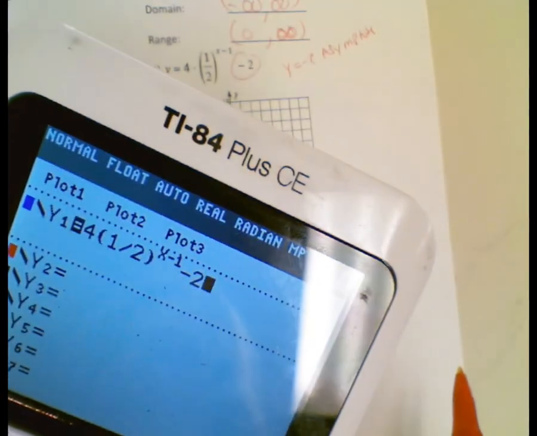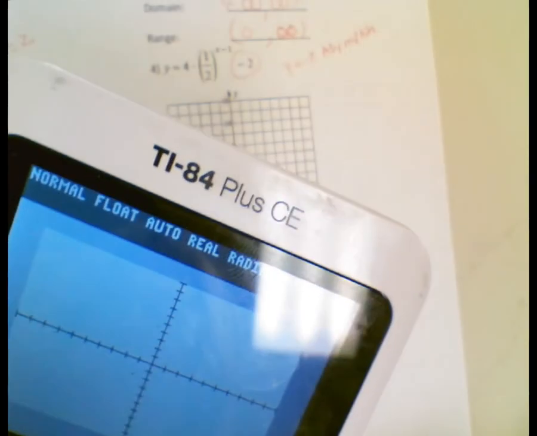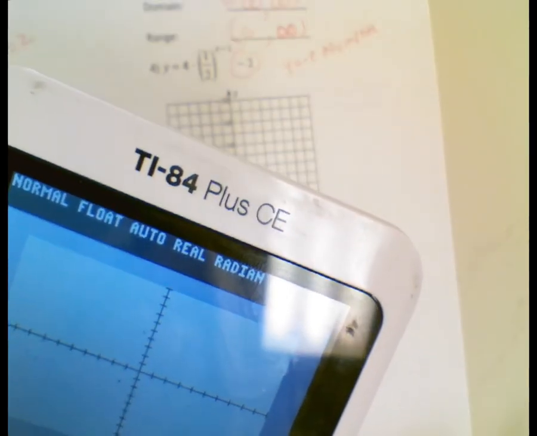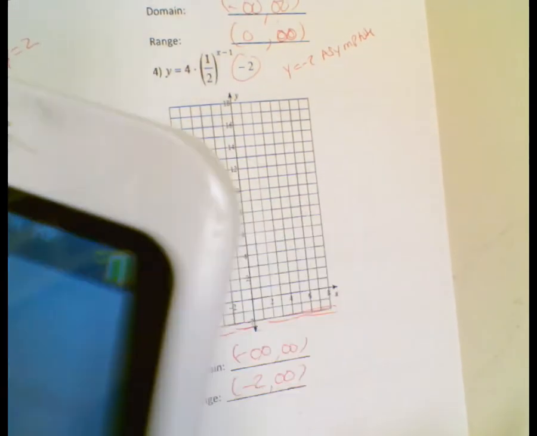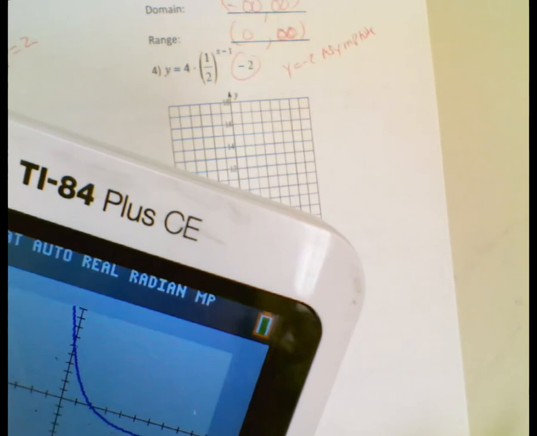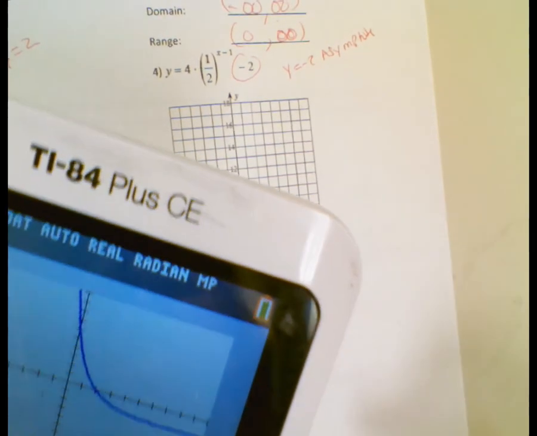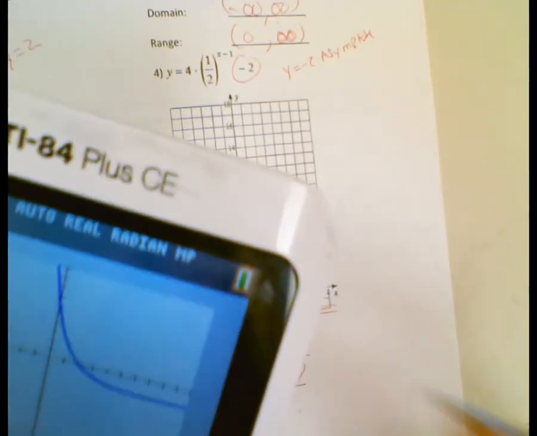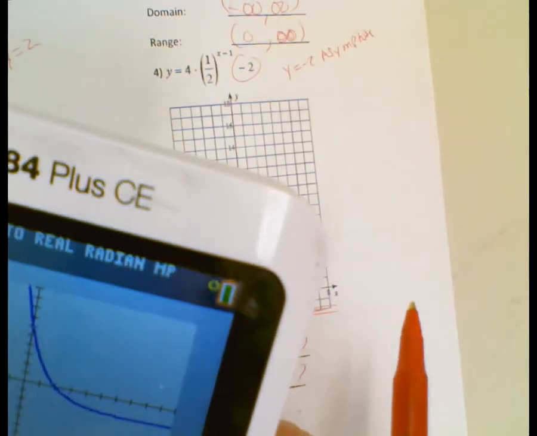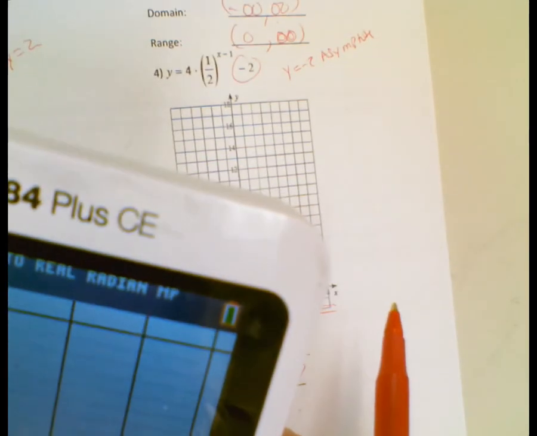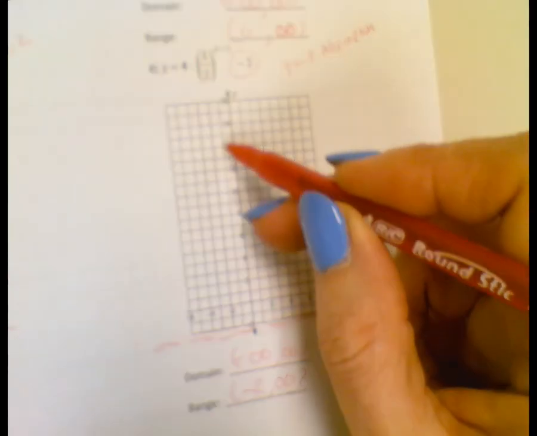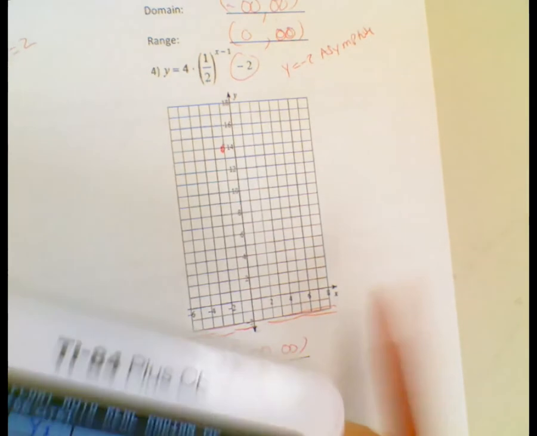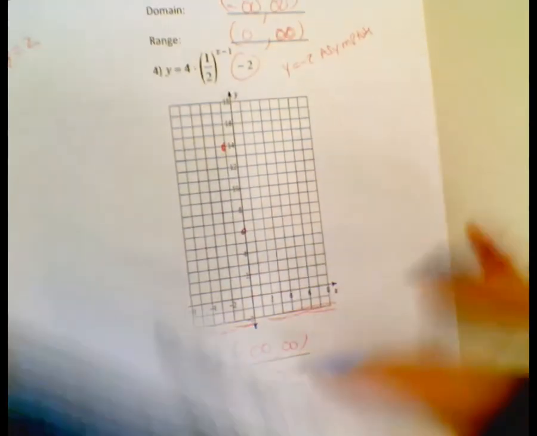Here's the problem. 4 times 1/2 to the x minus 2. So graph. This should be a decay because the base is 1/2. But notice it goes below the x-axis this time because of that asymptote of -2. So let's do second graph and get some good points. Looks like -1, 14 is a good one. 0, 6 is a good one.